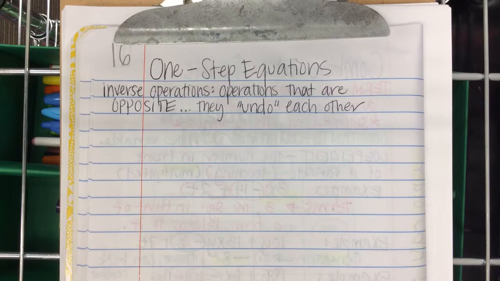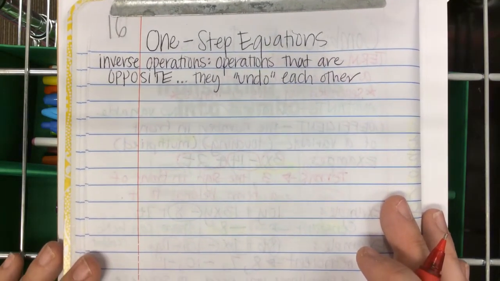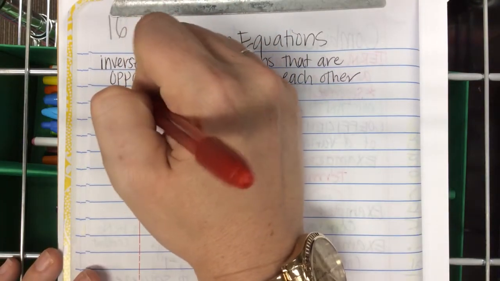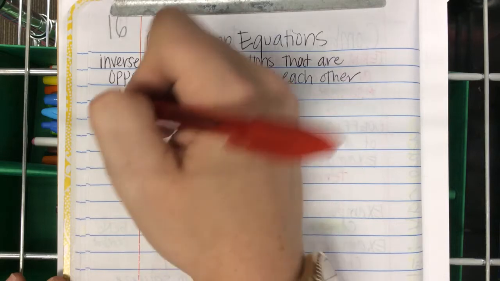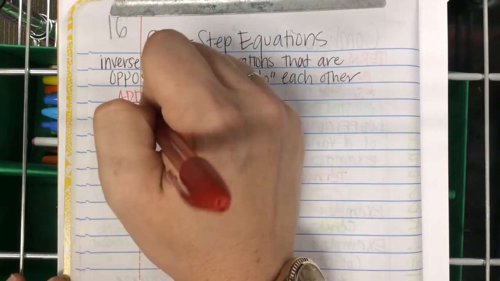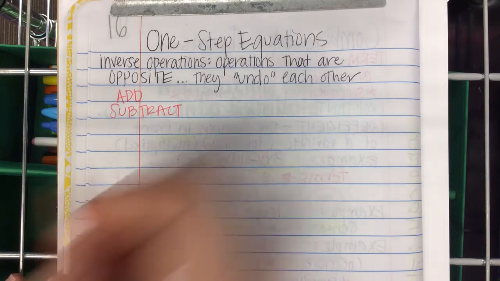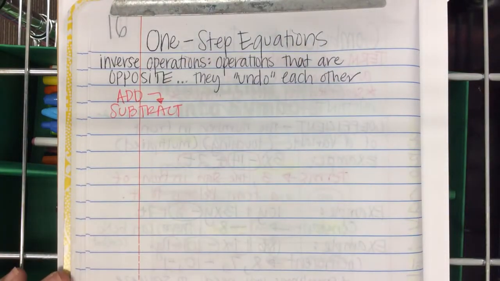And you already know these. This is that thing that I was talking about. Lots of today's lesson is common sense type math. Inverse operations are operations that are opposite. They undo each other. So if your problem is an addition problem, what are you going to do that's the opposite? Subtract. If it's an addition problem, you're going to subtract.